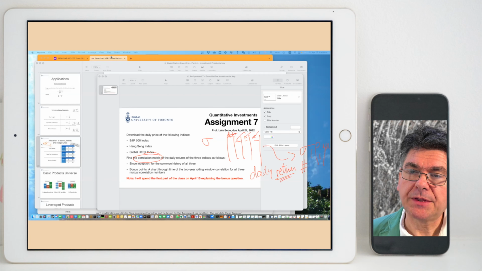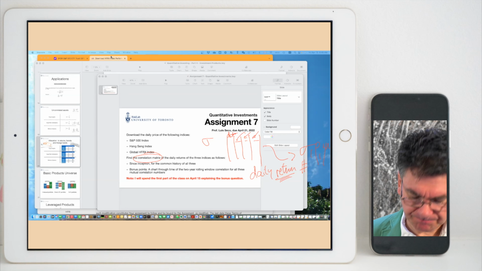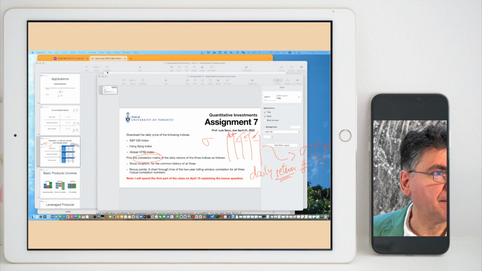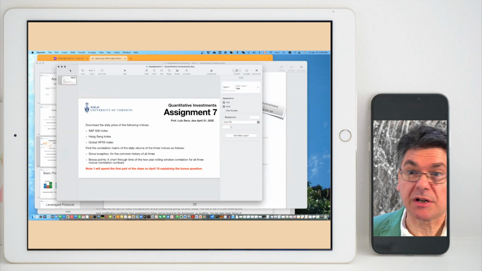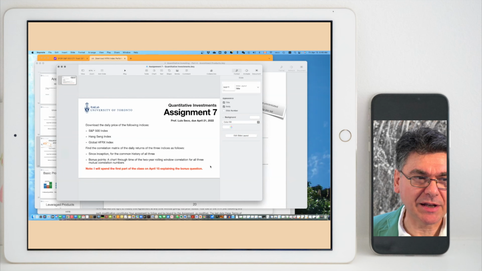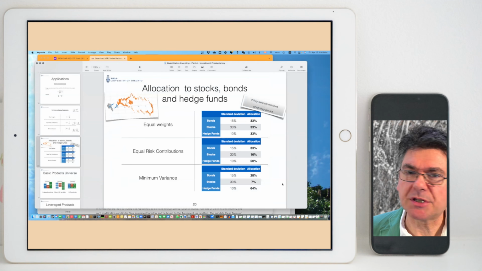Okay. This is a very advanced project that you're doing today. It's very advanced. With 0 correlations, this is easy. But now, what if you don't have 0 correlations? What if the correlations are not 0? You have calculated the correlations in assignment 7. The correlations here will not be 0, then what do you do?